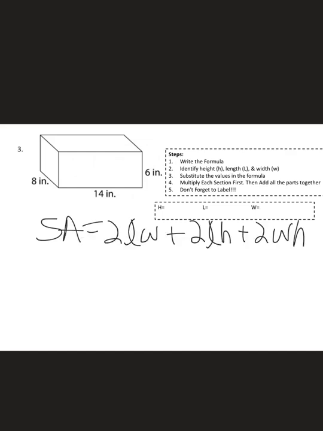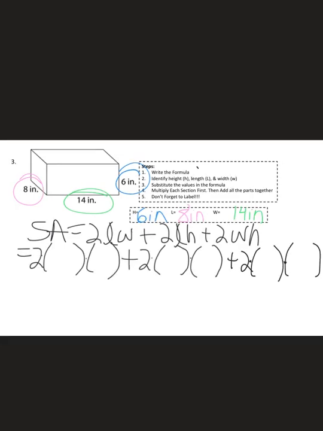We need to identify the height, width, and length. Our height is going to be 6 inches, our width is going to be 14 inches, and our length is 8 inches. All right, so step 2 is done and step 1. Now we're going to move on to step 3. So remember, step 3 is to substitute the values into the formula.